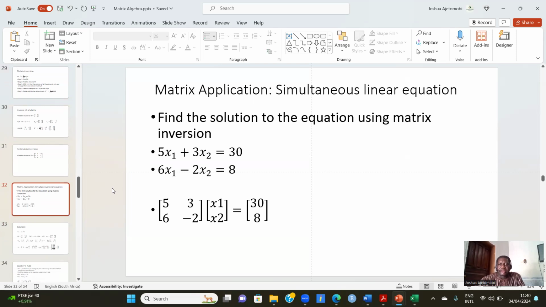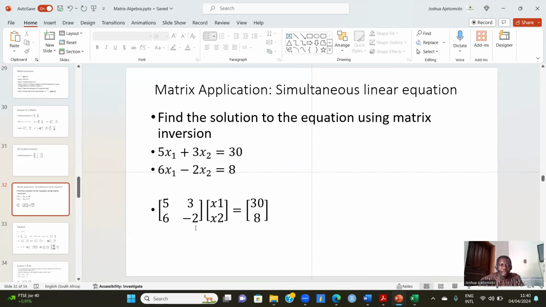We start by looking at how to apply it to simultaneous linear equations, which is common everywhere. Find the solution to the equation using matrix inversion. We have 5x1 plus 3x2 equals 30, 6x1 minus 2x2 equals 8. Expressing the simultaneous equations in matrix form, just extract the coefficients here.